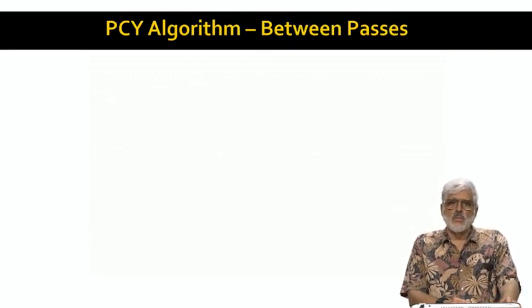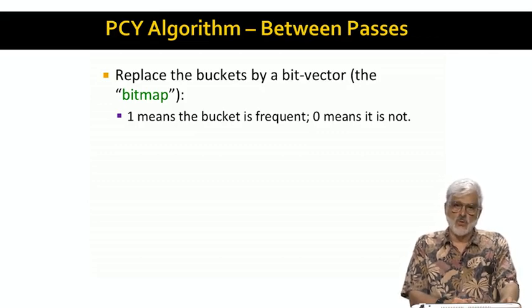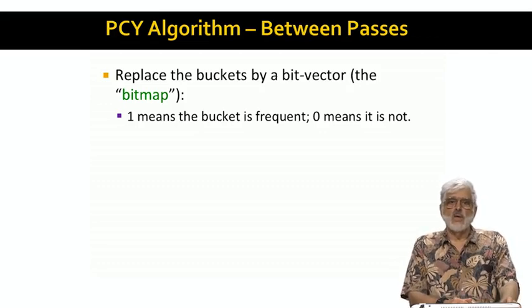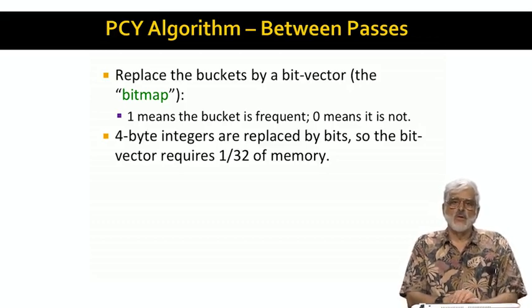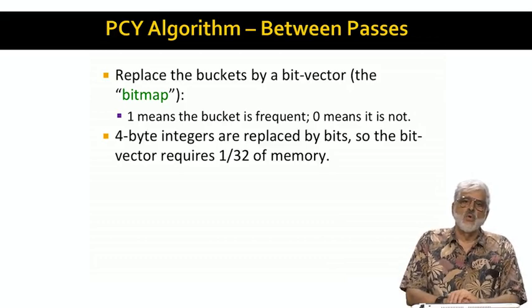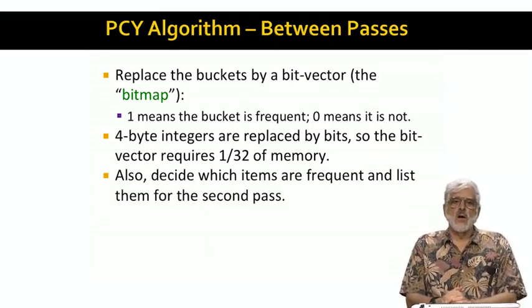After pass 1, we set up pass 2 by doing the following. First, we construct the bitmap from the buckets. This bitmap has 1 bit for each bucket in order, so we can easily look up the bit that corresponds to a given hash value. 1 means the bucket was frequent, and 0 means it was not. And as discussed, if the buckets are 4-byte integers, we get a 32-to-1 compression when we replace the buckets by the bitmap. And as in the a priori algorithm, we need to create a list of the frequent items to use on the second pass.